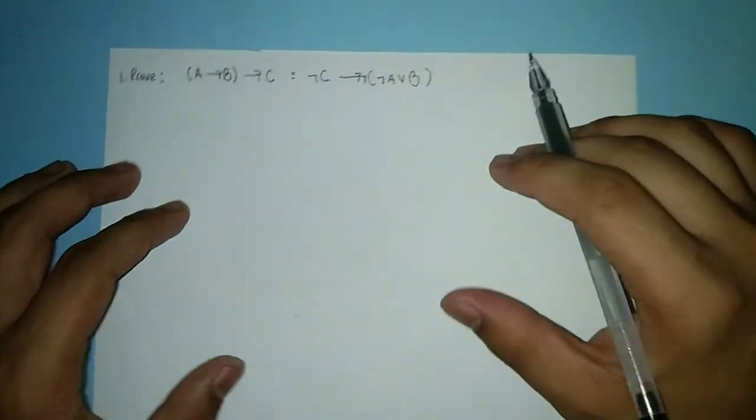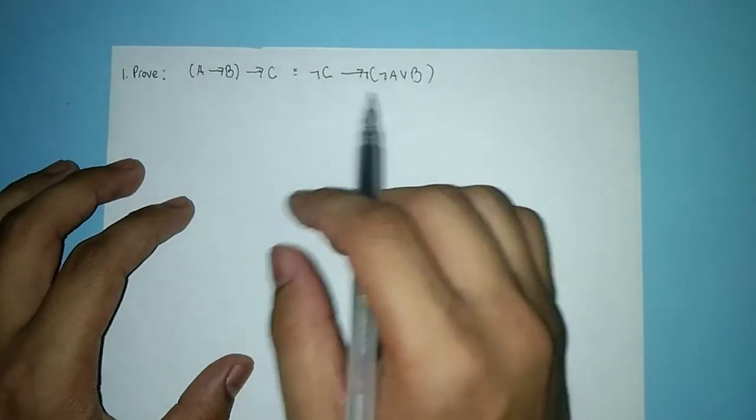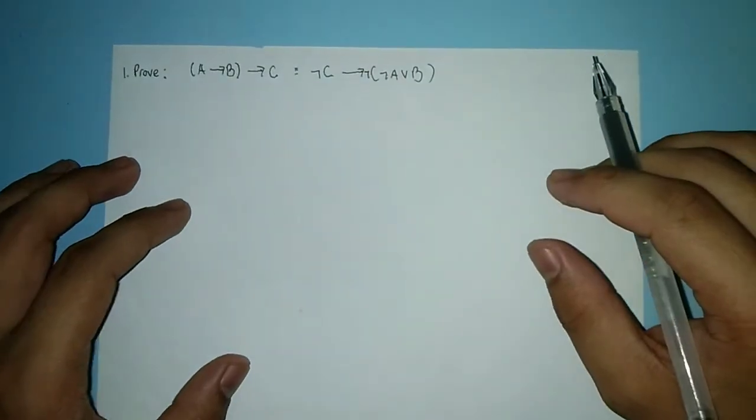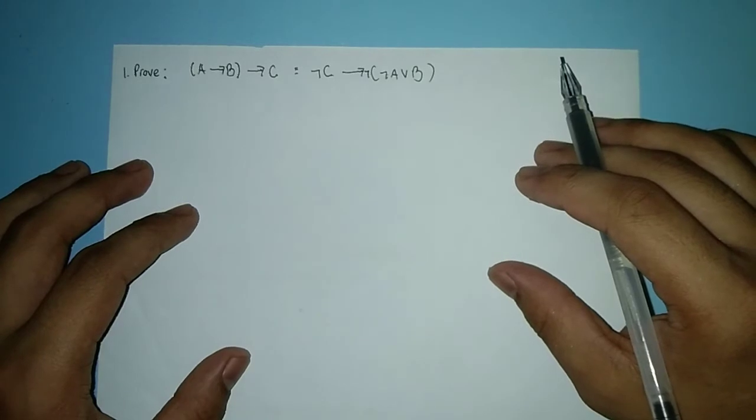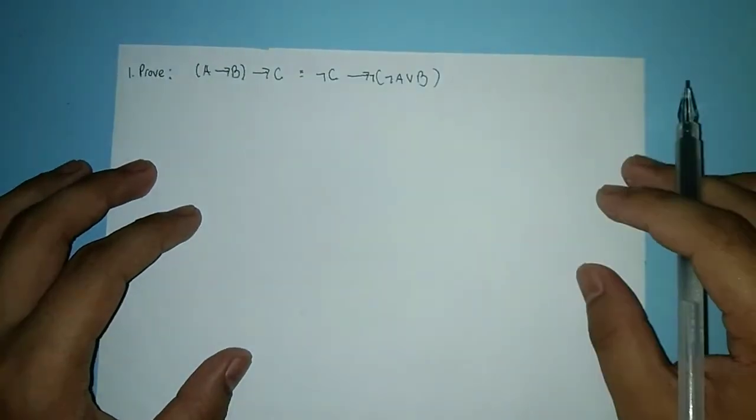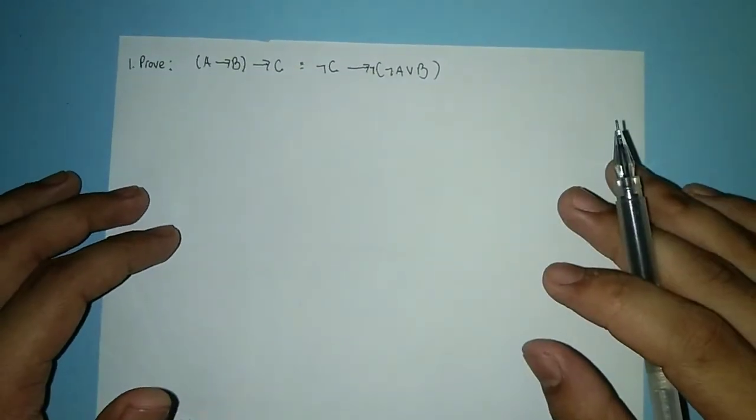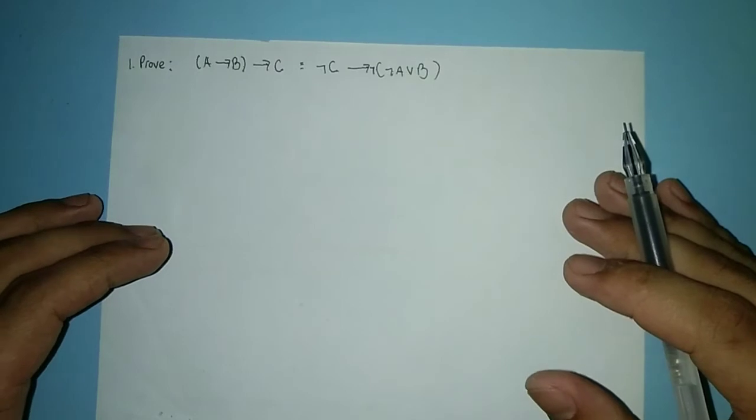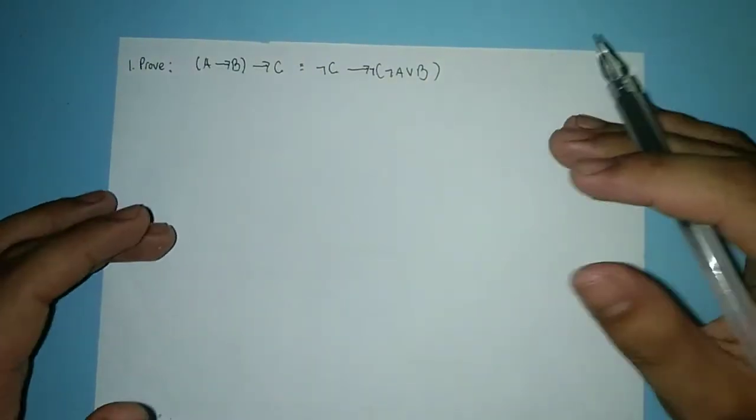Okay, so kanina pinakita natin using truth table technique na yung dalawang propositions na to ay logically equivalent to each other. So ngayon naman, gagamitin natin yung rules of replacement para ipakita or i-prove na yung dalawang propositions na to ay logically equivalent to each other. So makikita natin na mas madaling gamitin yung rules of replacement. Okay? Now, so paano siya ginagawa?